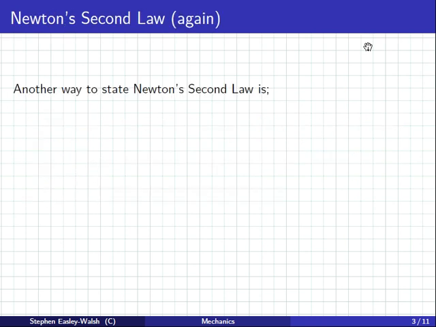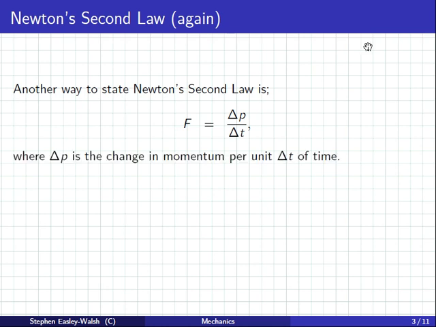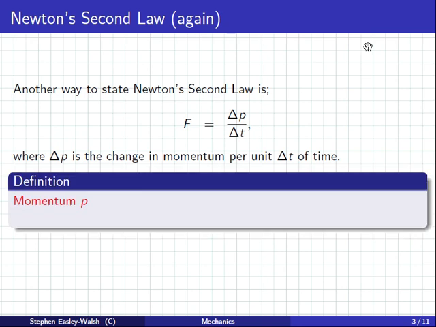So, a couple of small things to have a look at. Another way to state Newton's second law is... Now, before I continue, if you look at your notes from when you did Newton's second law, I made you write a little note that said, this is not the exam definition version. So what we're looking at today is actually the exam definition. Another way to state Newton's second law is F equals delta P over delta T, but we have to explain what that is. Delta P is the change in momentum per unit time.